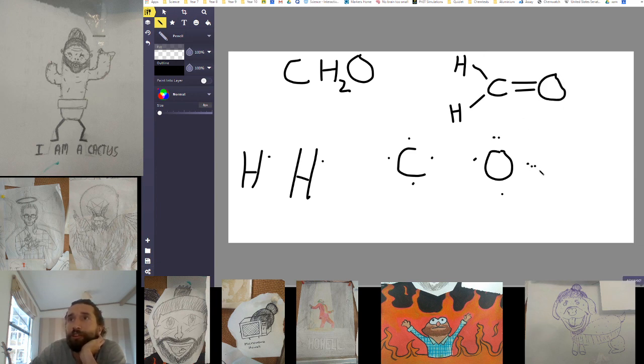Make sure you draw in these lone pairs at the end. They still exist. I may have forgotten to do that in some of my last ones, so make sure you do. And this is our complete Lewis diagram for CH2O.